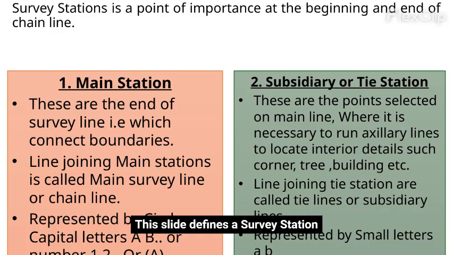This slide defines a survey station as a point of importance at the beginning and end of a chain line. It distinguishes between main stations, which connect boundaries and are represented by circles and capital letters or numbers, and subsidiary or tie stations, which are selected on the main line to locate interior details and are represented by small letters.